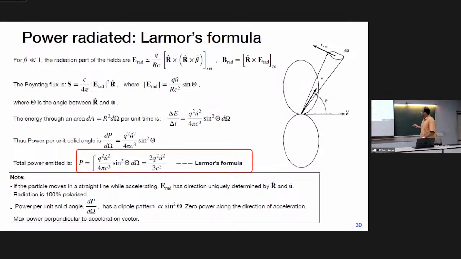So again, what is important for you to take away from this is this dipole nature of the radiation, because we'll use it soon to understand how the radiation pattern looks for a very fast moving charge. And the fact that the total power is given by this.